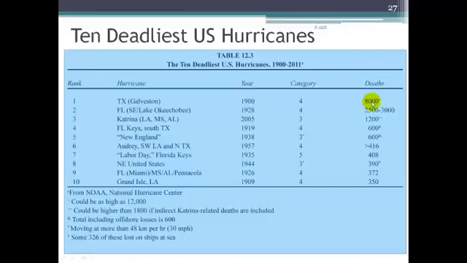I mean, can you imagine something like that happening in the U.S. today? And then in more recent history, Hurricane Katrina made the list at number 3. There were over 1,200 people killed. Let's see, what else most recently? Nothing recent. These all go back before our lifetimes.